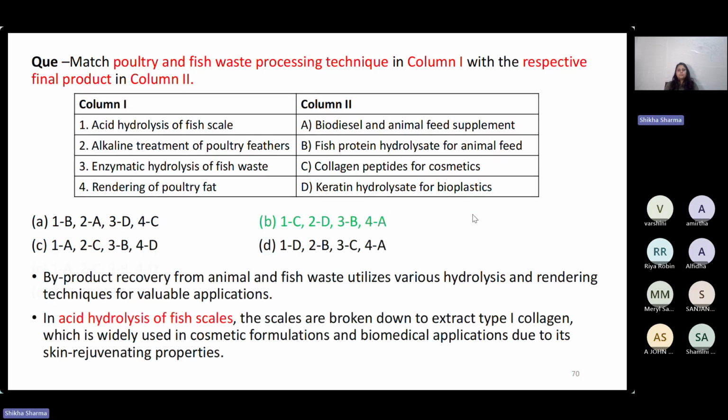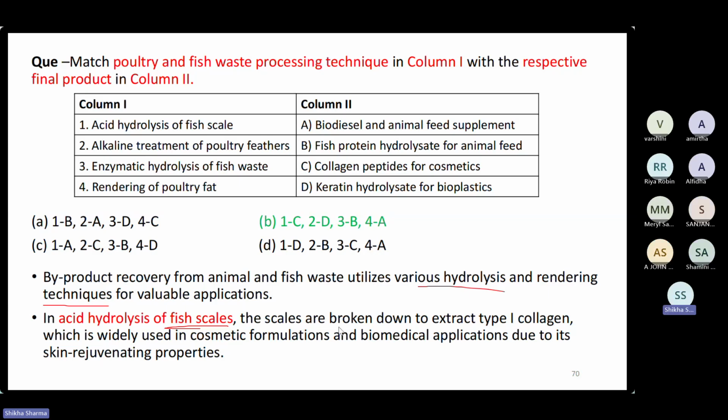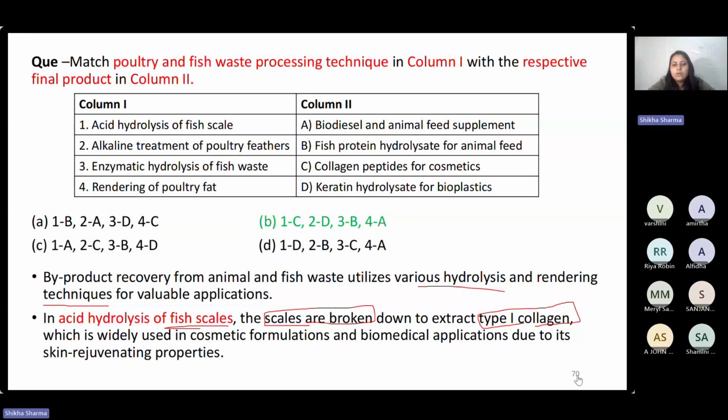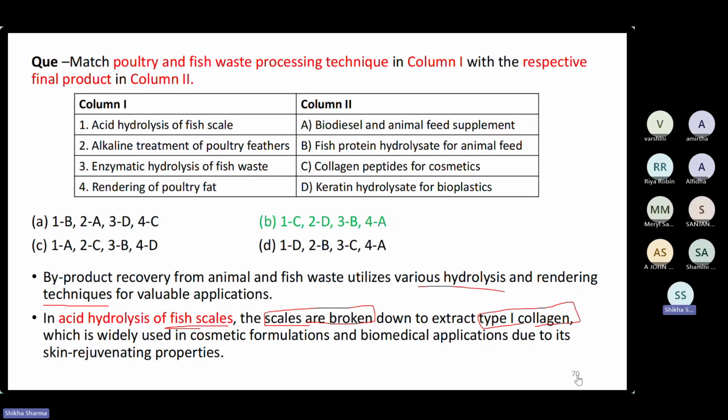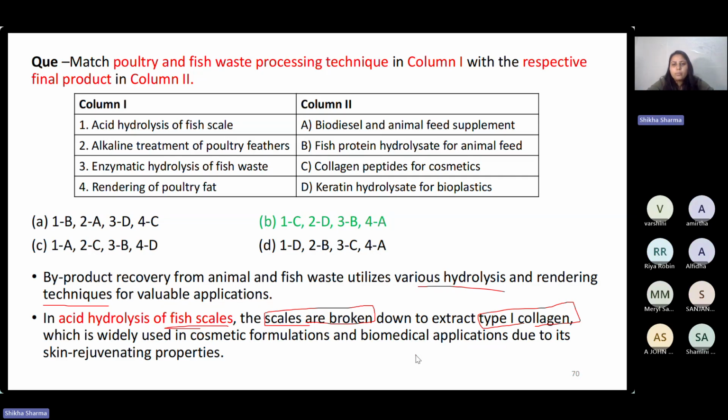Okay, let's see the solution here. B is the correct answer. The byproducts recovered from animal and fish waste utilize various hydrolysis and rendering techniques so that we can get valuable products. The acid hydrolysis of the fish scale will break the scales so that type 1 collagen can be extracted, and it can be used in the cosmetic industry and also in the biomedical industries because it has skin rejuvenating properties.